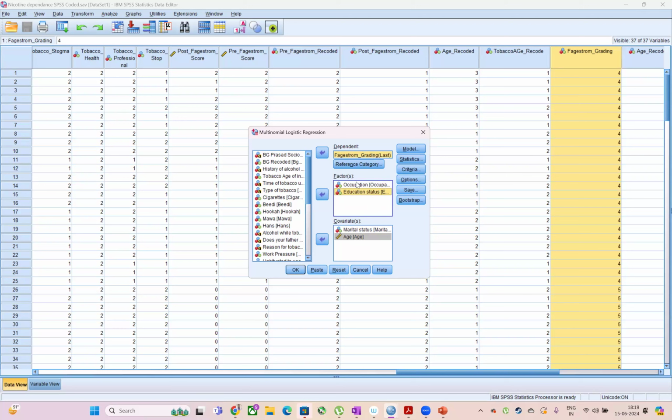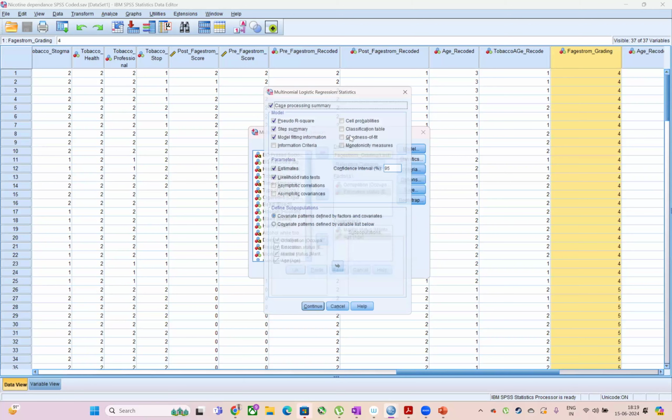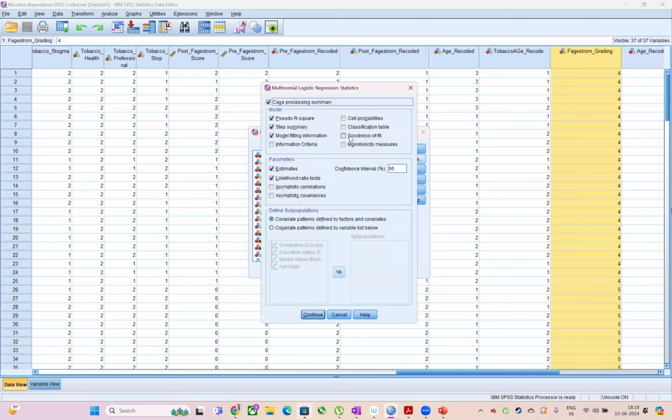So in this, we have more than 2 categories, which I have kept in the factors. And here the continuous variable and 2 category variable I have kept over here. And here we have to click the statistics. Here again, we saw Hosmer Lemeshow in binomial logistic. Here you have to click it. You can have the pseudo R square and the confidence interval, everything can be there.